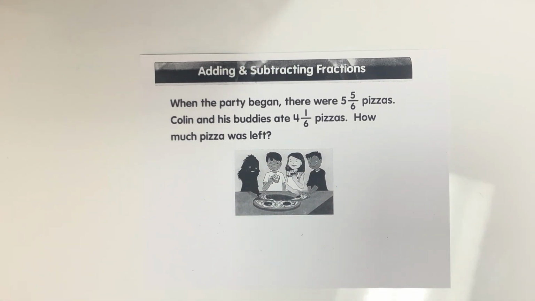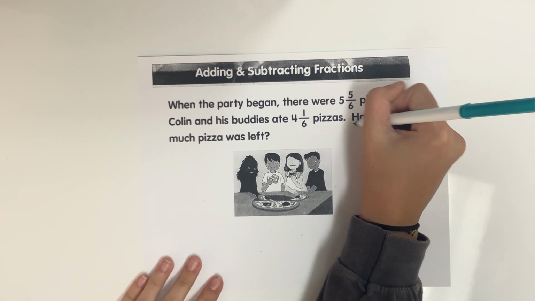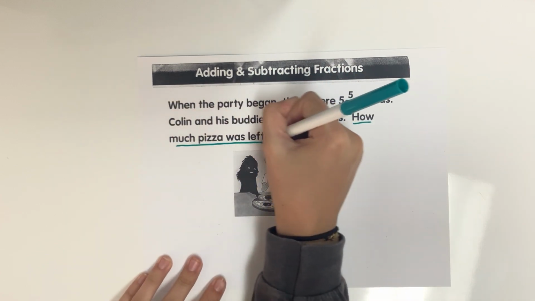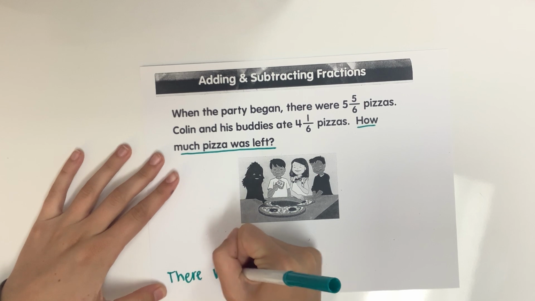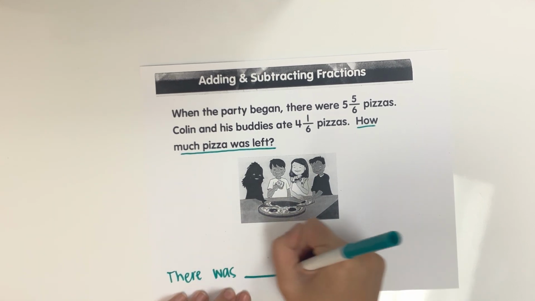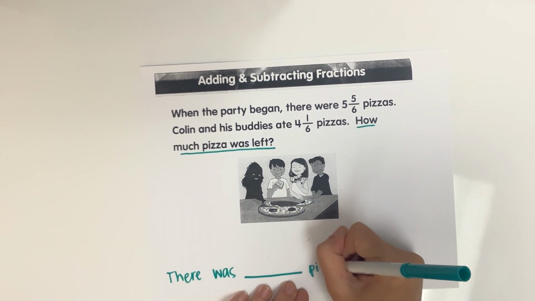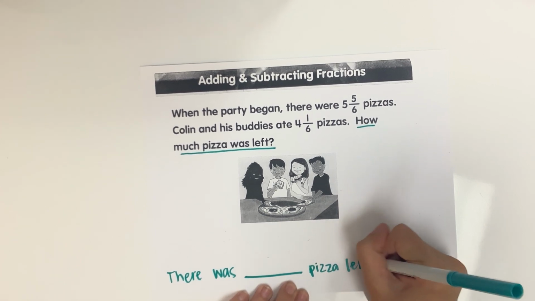When the party began, there were 5 5/6 pizzas. Colin and his buddies ate 4 1/6 pizzas. How much pizza was left? How much pizza was left? There was blank pizza left.